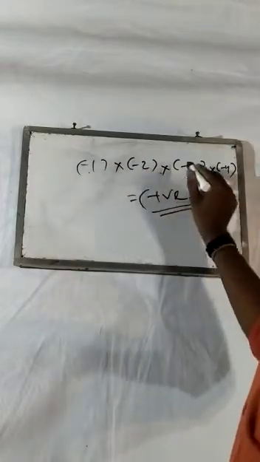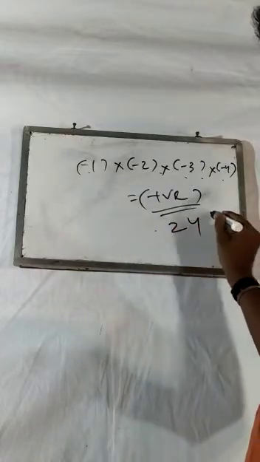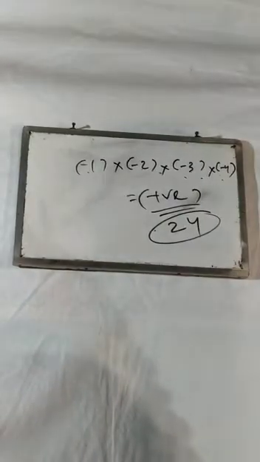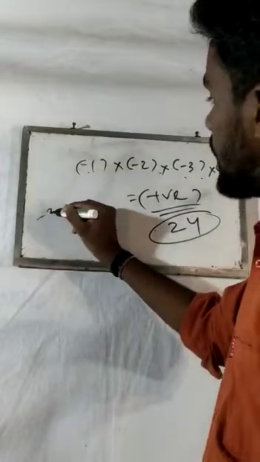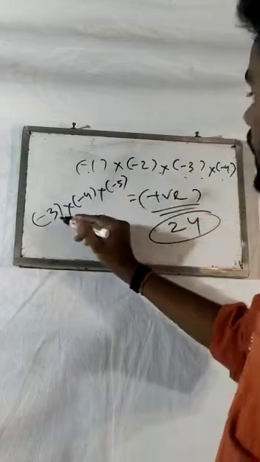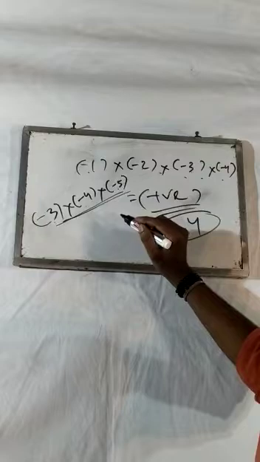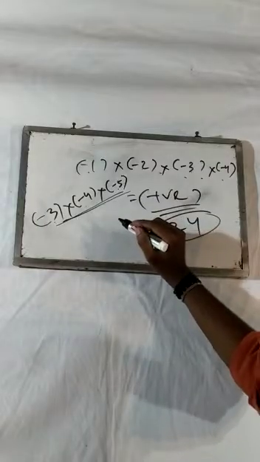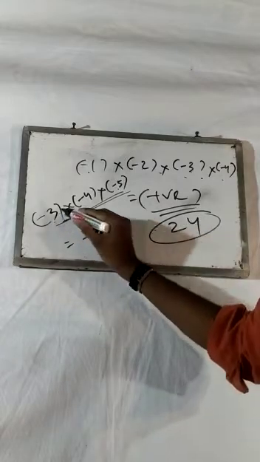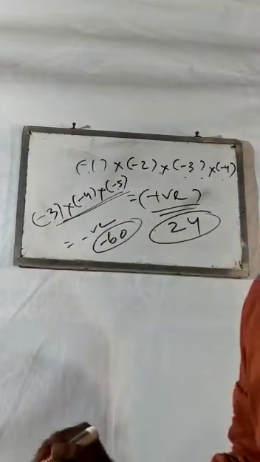Then what is your result? 1 into 2, 2, 2 into 3, 6, 6 into 4, 24. And here the sign is positive. You do not need to give a positive sign. But again, we have to take one example. Let's see. If minus 3 into minus 4 into minus 5. Count 1, 2, 3. The number of negative integers is 3, which means it is an odd number. As it is an odd number, your answer will come negative. Let's see. 3 into 4, 12. 12 into 5, 60. So your answer will be minus 60.